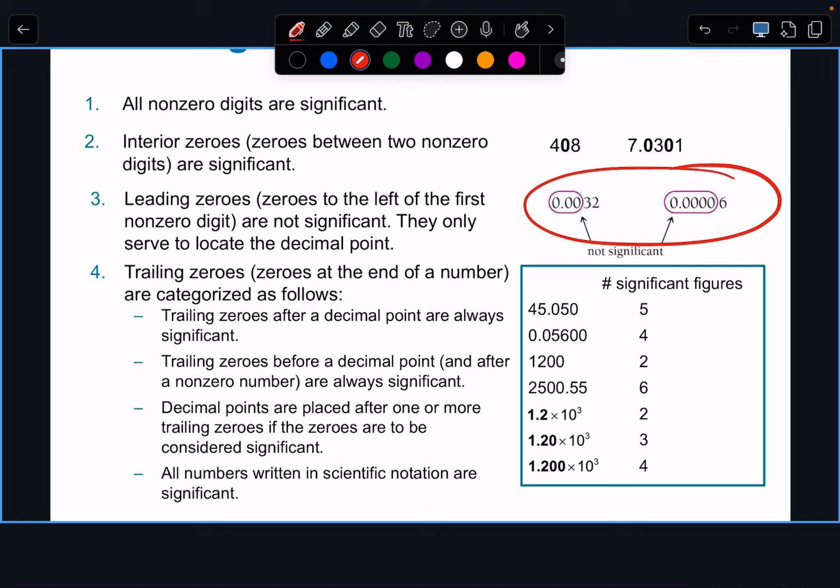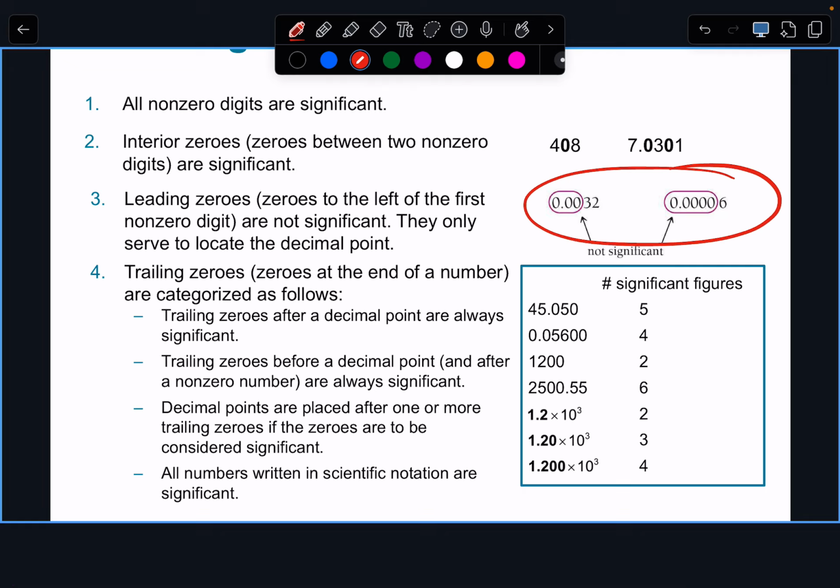And let me do one more. 0.0045050. Decimal point is present. I'm going to start on this side. Hopefully you guys can see that. First non-zero number, meaning none of those zeros matter. They are just placeholders. But everything after that does matter. So that has 1, 2, 3, 4, 5 significant figures.